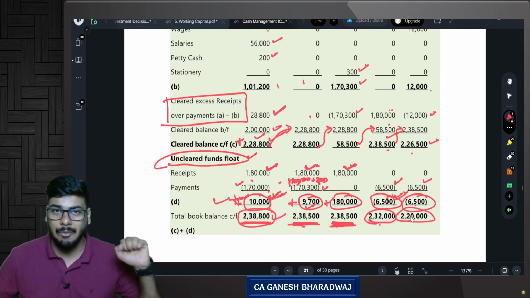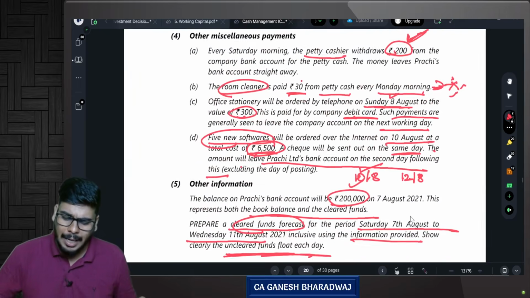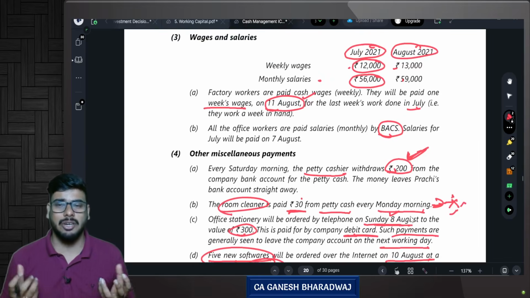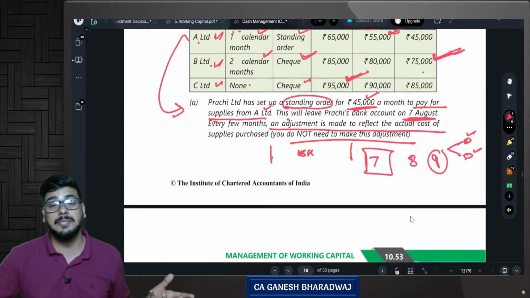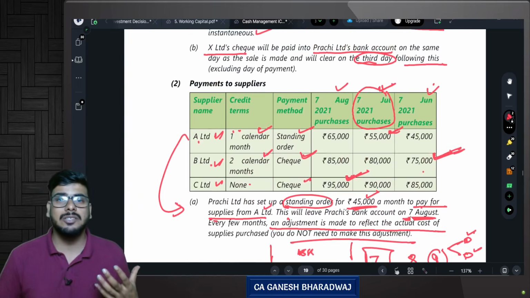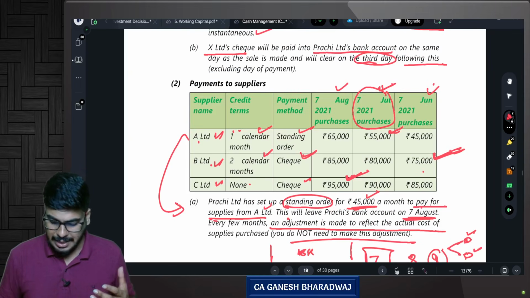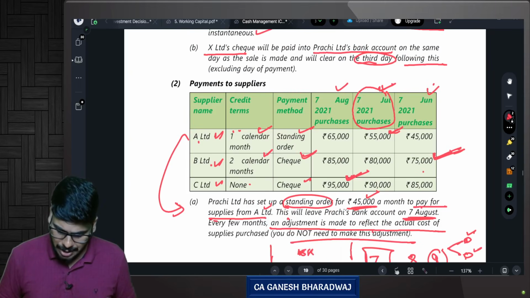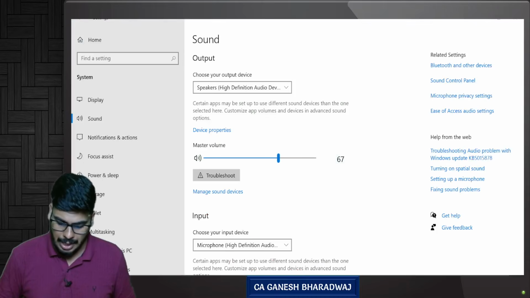If at all this comes, this can come for a 10-mark question. And this is nothing but logic, common sense. Just because the sum is big, some students find it difficult. So please don't fall into the trap of feeling that this sum is difficult and all. It's pretty much a straightforward question. Are you clear with this?